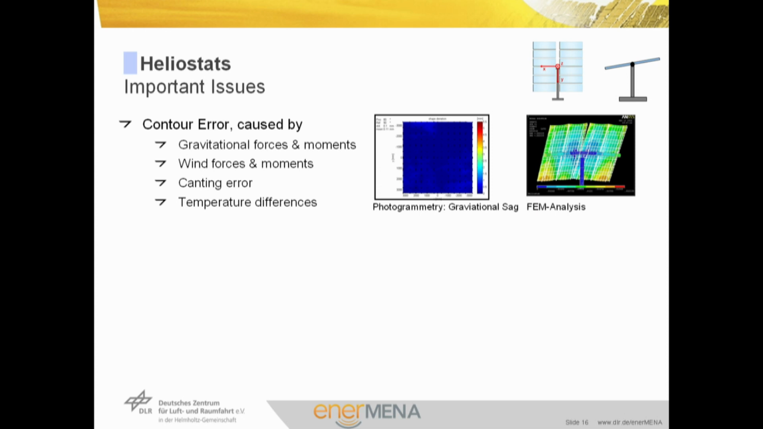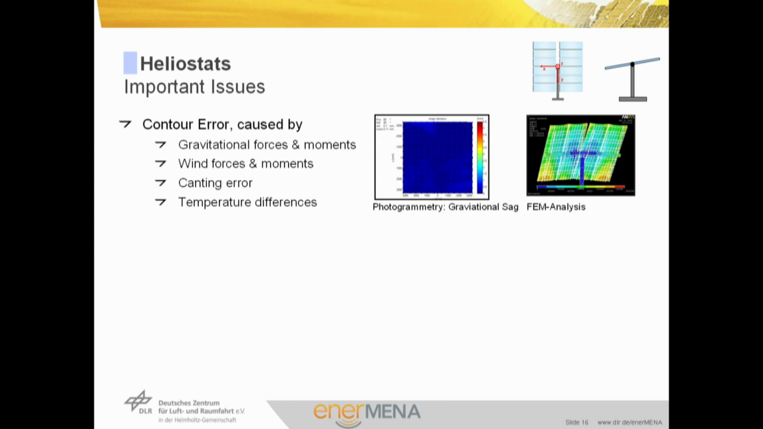by temperature difference. So here we made one example of a heliostat facing the zenith, and we measured the shape of this heliostat and compared the shape with the heliostat facing the horizon. If we compare the two shapes, we get this plot here. Blue means we have no deviation, and red means we have a high deviation.